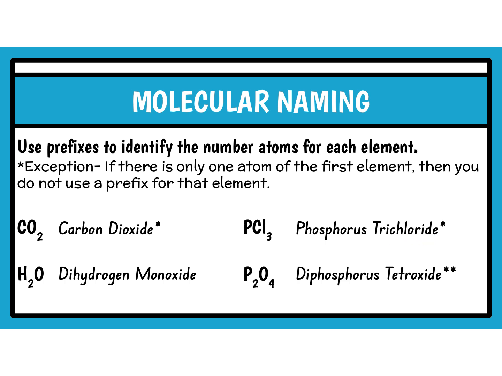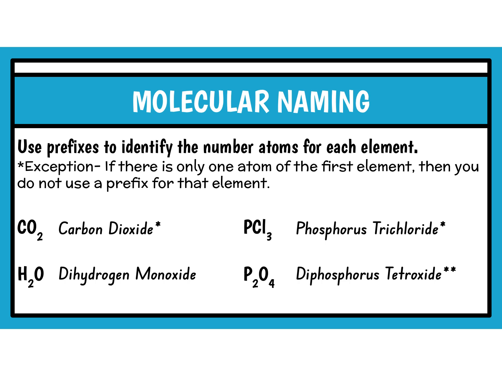Now, one thing to notice, do you guys notice how we're still adding the IDE to the suffixes here? Like, that second element's still getting IDE. The only thing that's new is we're adding these prefixes. And then this last example is diphosphorus, because there's two phosphoruses, and then tetroxide is a better way to say that.